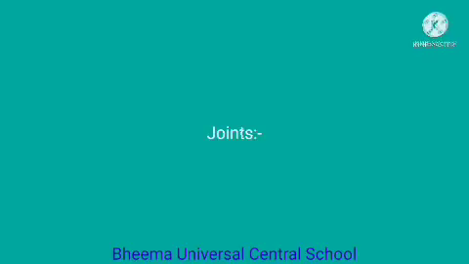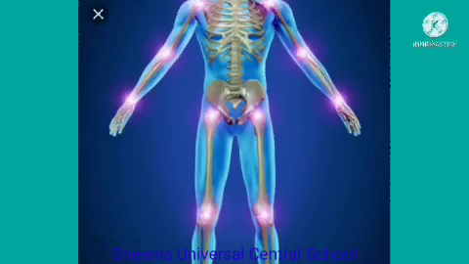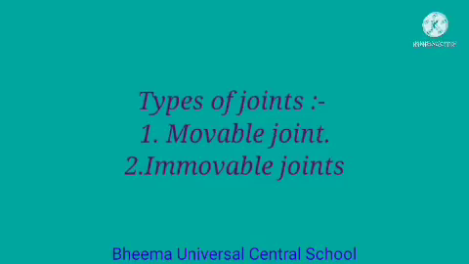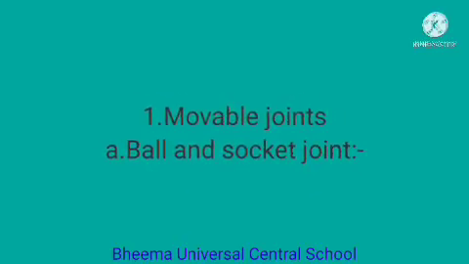Next is joints. The point where two bones meet is called a joint. Joints help us bend, twist and turn. A joint has strong, tough and flexible material called ligaments, which hold the bones or cartilage together. Types of joints. There are two types of joints, movable and immovable. First we will see movable joints.